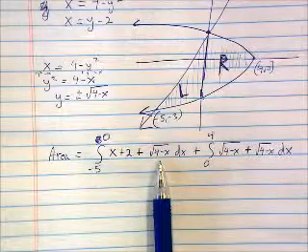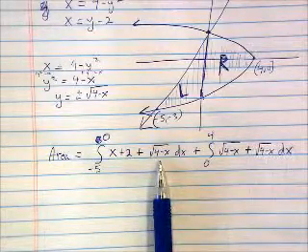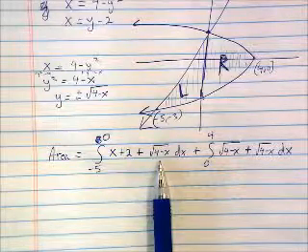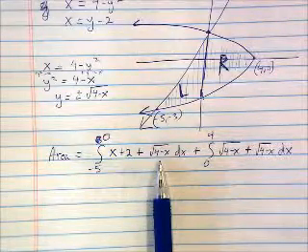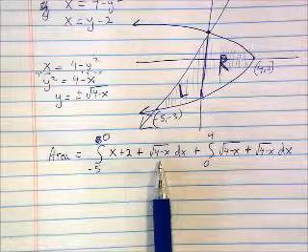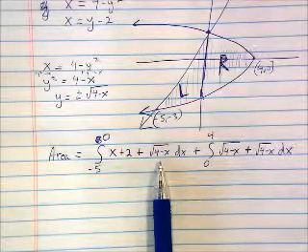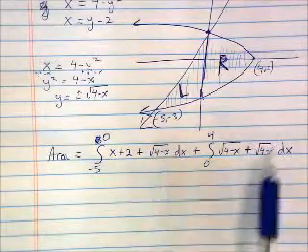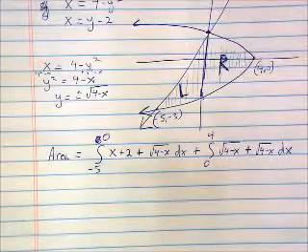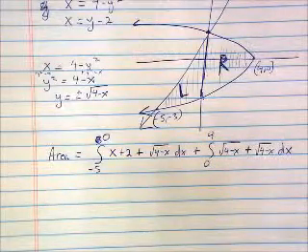A pain in the neck, because you have to use u substitution. You have a square root and you have something more than just x underneath that square root. So in order to find this antiderivative and this one over here, you're going to need u substitution. That's kind of a pain in the neck.